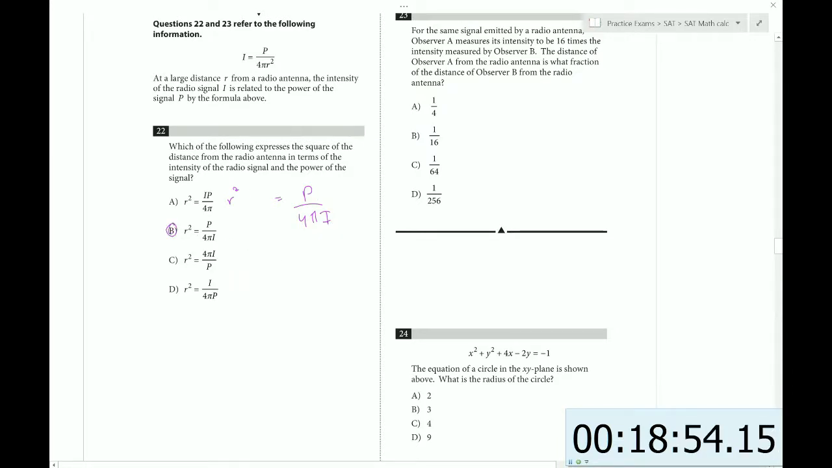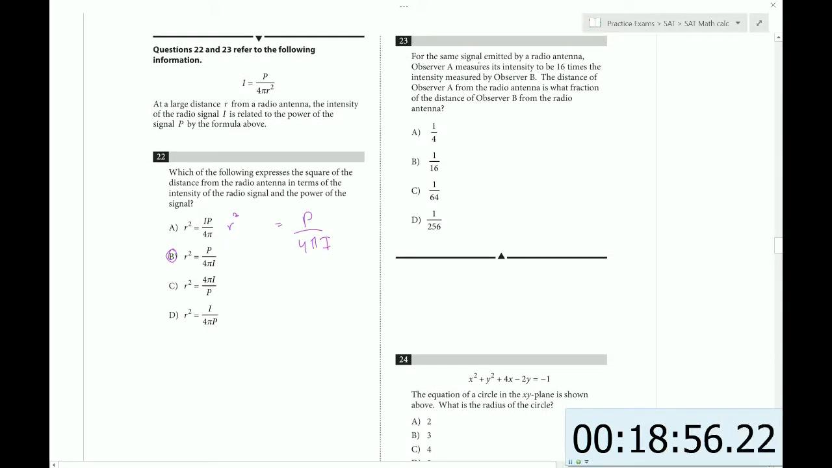That's answer choice B. For the same signal emitted by a radio antenna, observer A measures its intensity to be 16 times what B measures. The distance of A is what fraction of the distance of B? Okay, so we're looking at the relationship between intensity and distance r. So what kind of proportionality exists? Well, it's an inverse square proportionality.